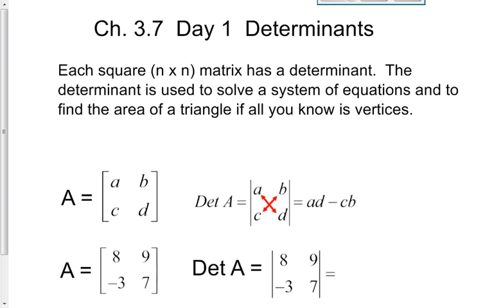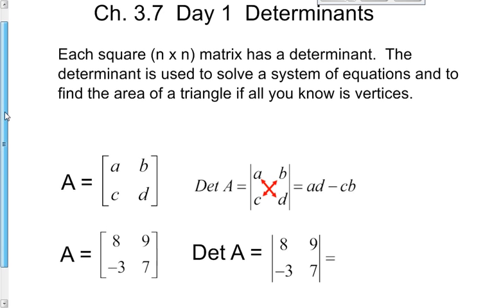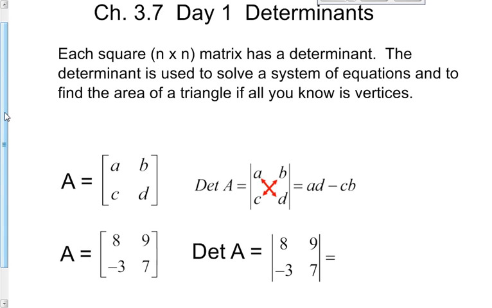Today we're looking at section 3.7, the first day, and what we're going to learn is something called determinants. Every square matrix has a determinant. It has to be the same size, so either a 2 by 2 or a 3 by 3 is what we'll be looking at. Those can have a determinant.